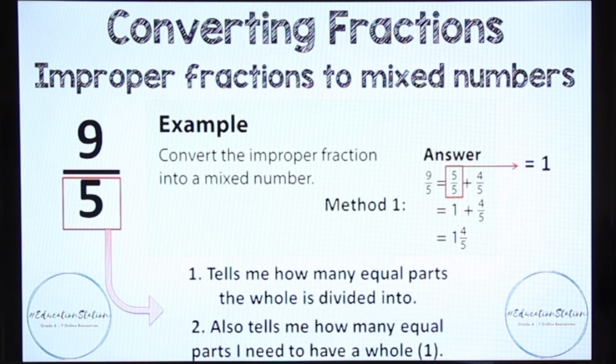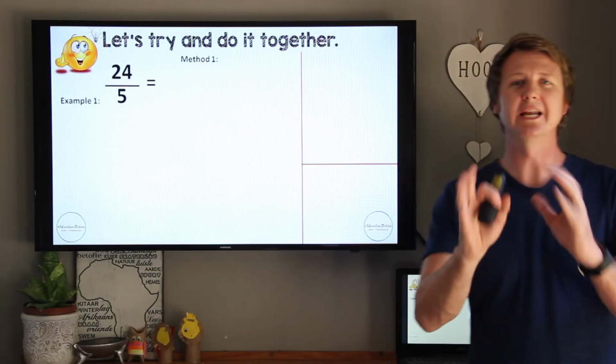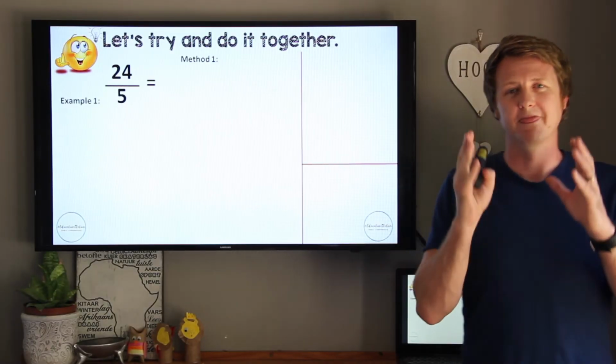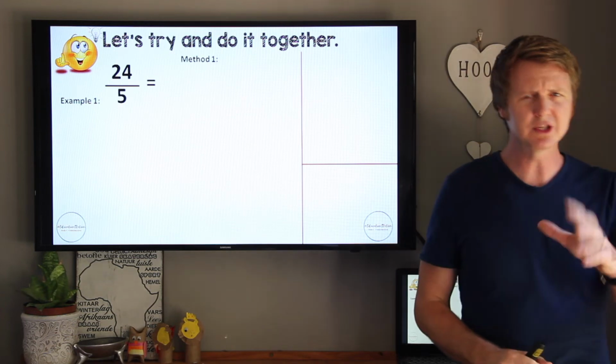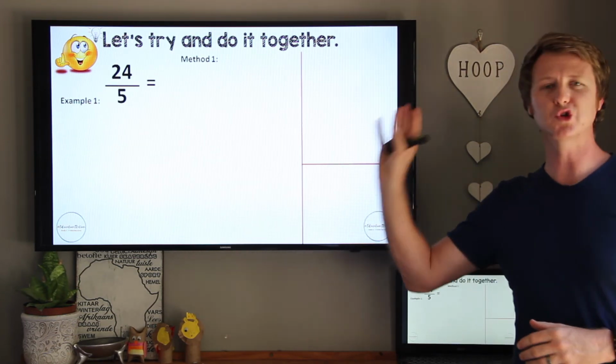So I'm going to say 9/5. I can take 5/5 away from them to make one whole, and that leaves me with 4/5, and therefore I've created a mixed number, which is 1 4/5. So let's have a look at the examples that I have given you here, using the method that we've just used on the previous slide. I give you 24/5.